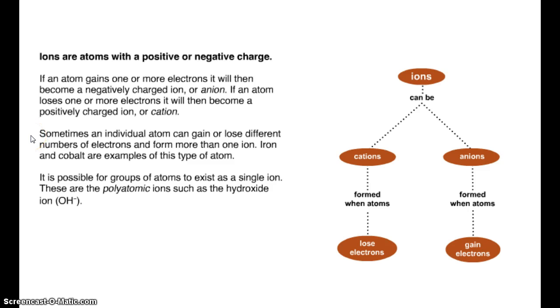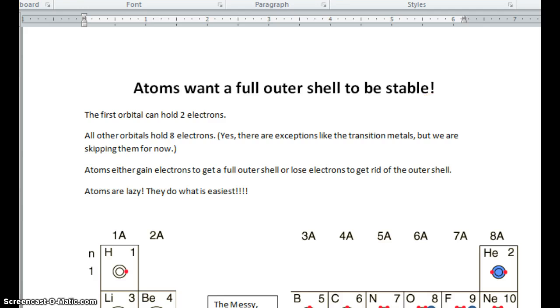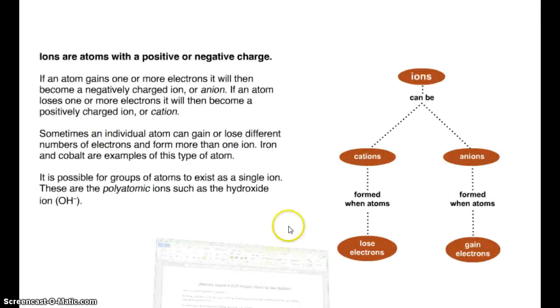Sometimes an individual atom can gain or lose different numbers of electrons and form more than one ion, like the messy middle transition metals with multiple charges. Iron and cobalt are examples of this type of atom. The rest of them, remember, you can tell their charge based on what group they're in, because atoms want a full outer shell to be stable.